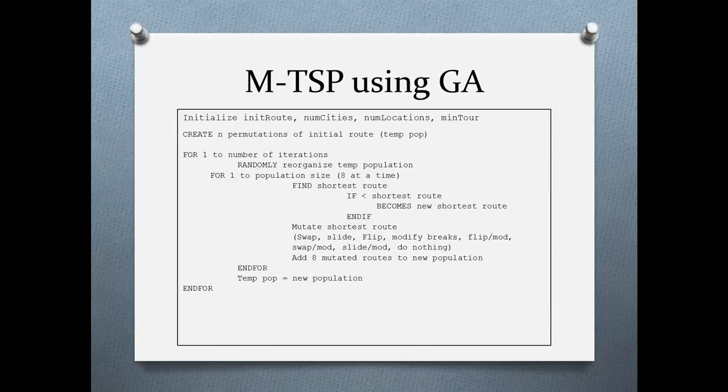We swap it, we slide it, we flip it, modify the breaks, flip and modify breaks, swap and modify, slide and modify, and then do nothing. Leave it as the original best that we had. We then take these 8 routes and add them to the temporary population. After we've come up with enough routes to create a new population, we go back up to the top, we reorganize, and we run through it again.